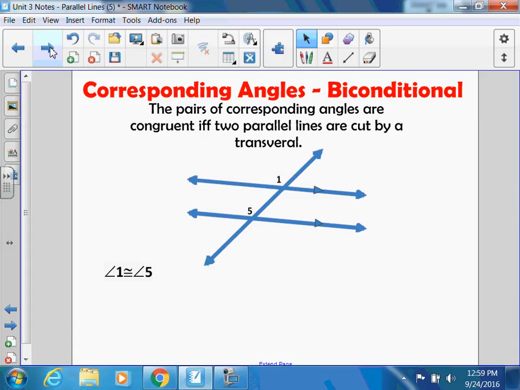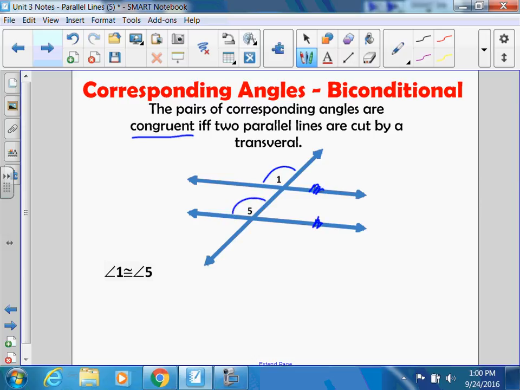Okay, now we talked about corresponding angles and alternate interior, alternate exterior, same side interior in the first target. In the second target, we're going to talk about how those angles compare to each other when we have parallel lines. 1 and 5 are corresponding angles. If we have parallel lines, then corresponding angles are congruent. Now, this can be written as a biconditional, which basically means if we have parallel lines, then corresponding angles are congruent. But let's just say we didn't know these lines are parallel.